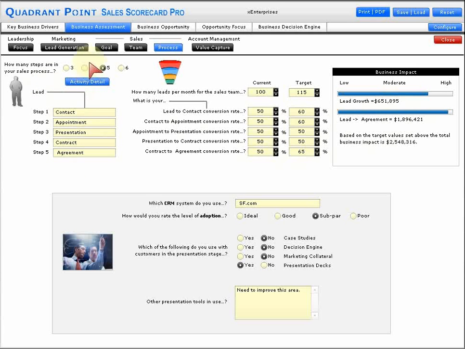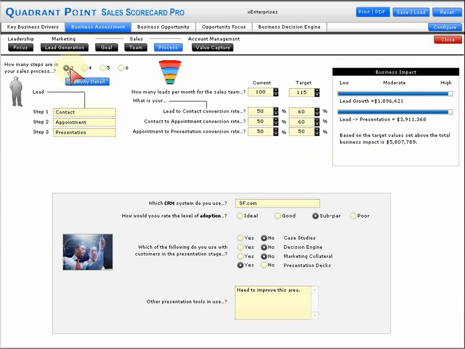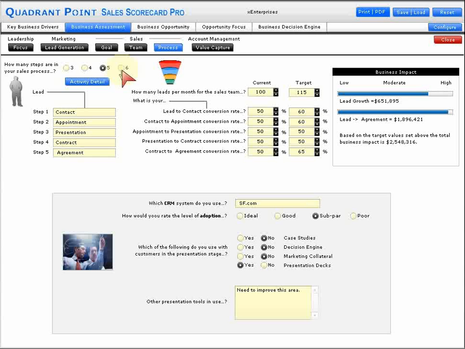Nice thing about this is if you have a different process, you can modify this on the fly. You could have 3 stages in certain cases, maybe 5 in this case, or 6, and you nominate another stage here. And all of this will dynamically recalculate for you on the fly. Very powerful. Also, capturing some metrics down here around what's happening with the CRM system. Is that subpar adoption, or is it actually good or ideal? Where is that? Because it's equally important to have adoption as it is to have the right CRM system.